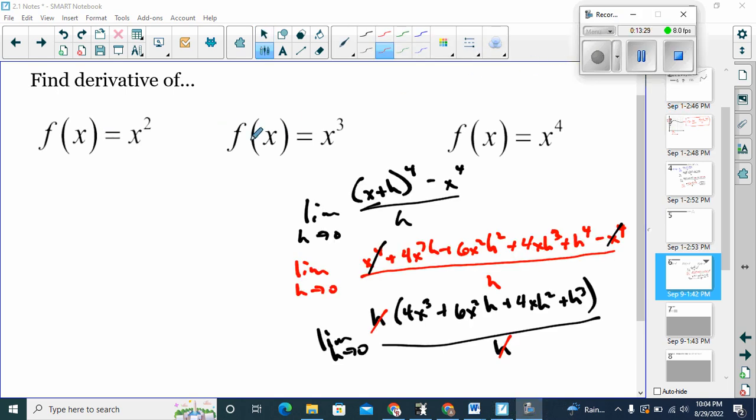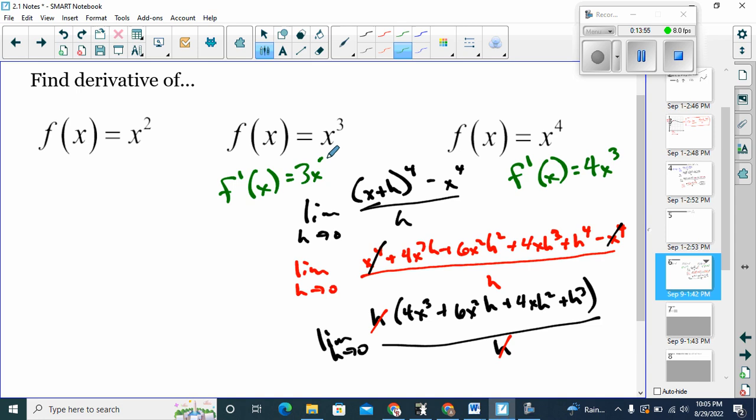So hopefully you've done the first two. This last one, notice I expanded. I factored out the h, canceled. When I plug in 0 for h, I get 4x cubed. So if f of x is x to the 4th, then the derivative is 4x cubed. You should have gotten for your derivatives here, this one is 3x squared, and the derivative of x squared is 2x.